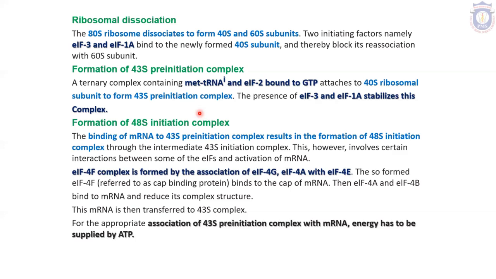Eukaryotic initiation factor 4F complex is formed by the association of eukaryotic initiation factor 4G, eukaryotic initiation factor 4F with eukaryotic initiation factor 4E. The so formed eukaryotic initiation factor 4F binds to the cap of the mRNA. Then eukaryotic initiation factor 4A and eukaryotic initiation factor 4B bind to mRNA and reduce its complex structure. This mRNA is then transferred to the 43S complex. For the appropriate association of the 43S pre-initiation complex with mRNA, energy has to be supplied by ATP.